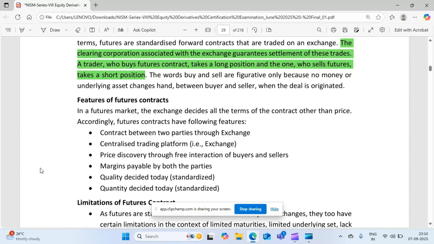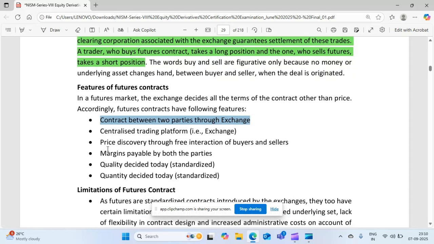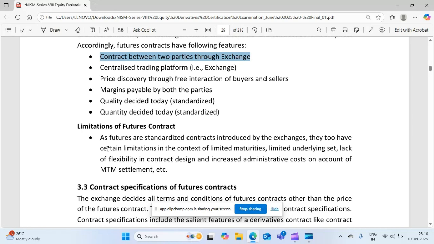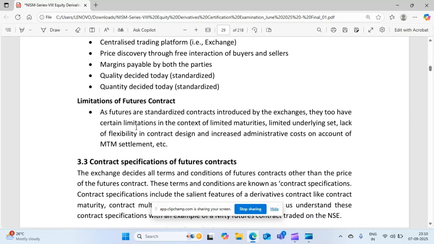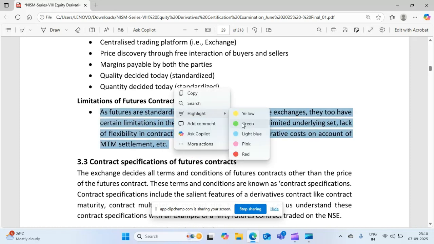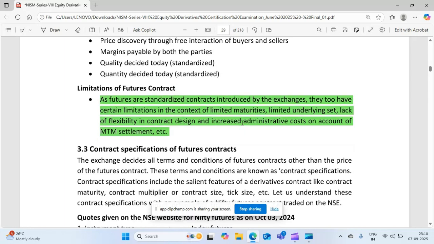What are the features of a futures contract? It is a contract between two parties, centralized trading platform, price discovery, margins payable by both parties, quantity decided today and quality decided today. So it becomes standardized. What is the limitation of a futures contract? They have limited maturity, limited underlying set, lack of flexibility, and increased administrative cost on account of MTM settlement. So you must note, if there is a question in the exam, what is the limitation of futures contract? That's very important. So this is a point that you must note.